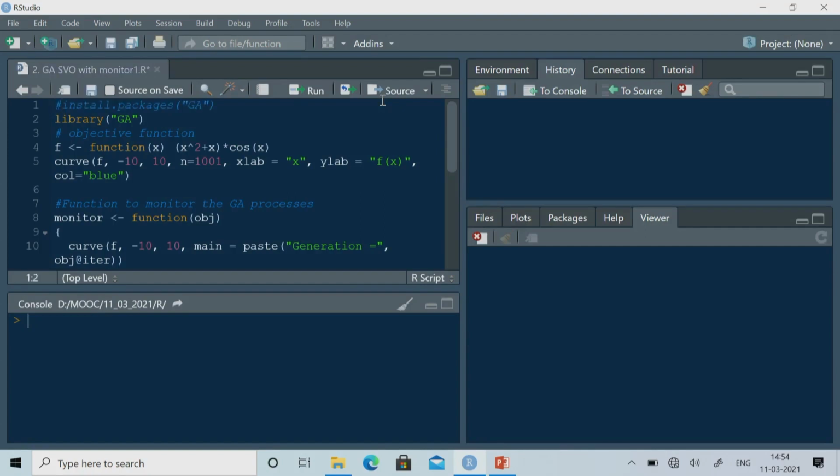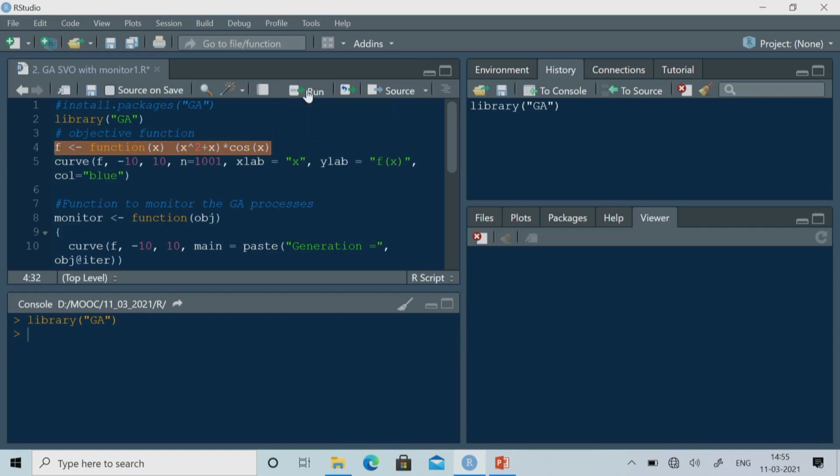So, I will just make a comment. I will not install that one. I will use the library. So, you execute the GA library, and then you have to write the function. Already I have written this function, so I will execute this one.